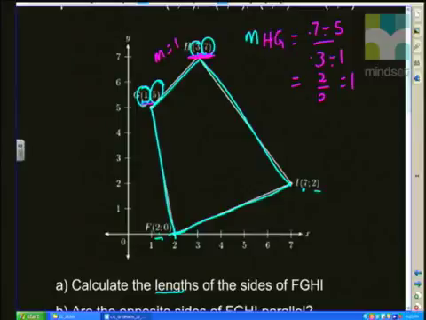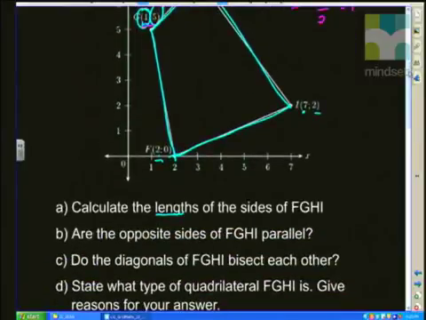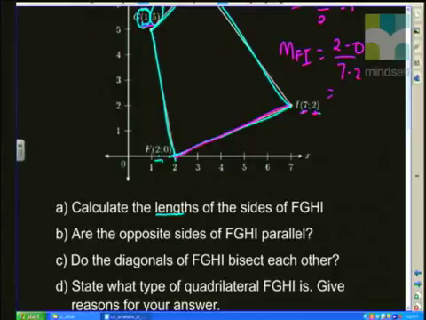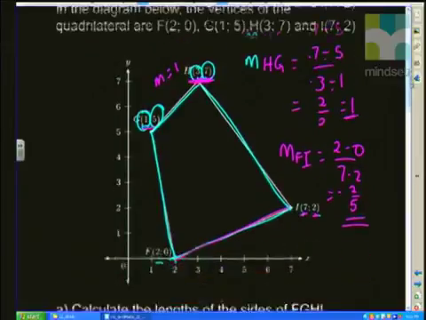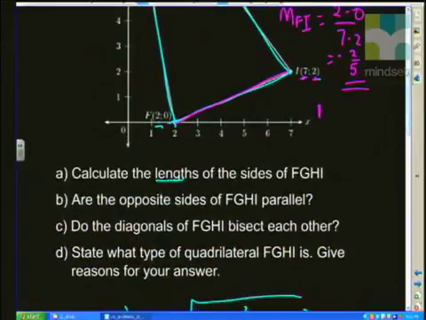Remember, if that side were to be parallel to this side FI, then we know that the gradients are supposed to be equal. So let's check that out. We're going to have y coordinate 2 minus 0 all over 7 minus 2. And that's going to give me negative 2 over 5. So we can see that these are in fact not equal, so therefore our opposite sides, no, they're not parallel.